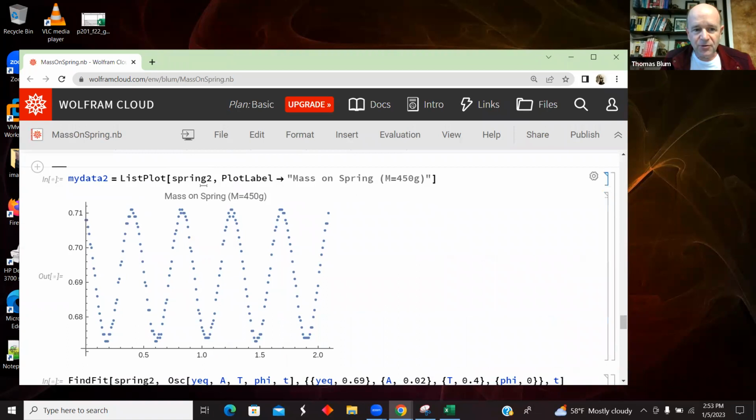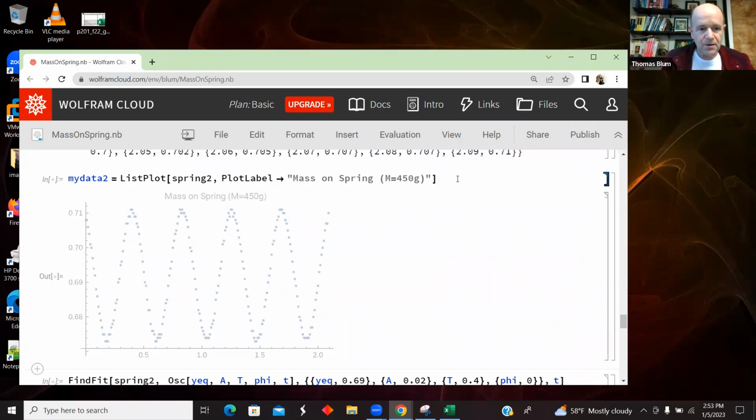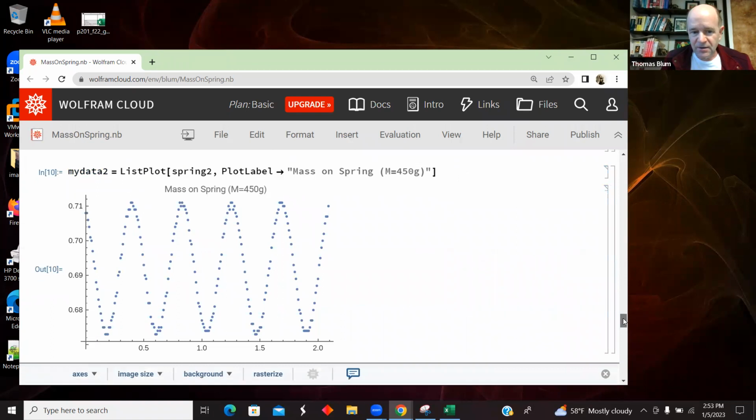Make a plot of it. Just make the same as what we did before, make sure it's spring 2, and change the label to announce that this is the 450 gram mass. And so there is the data.